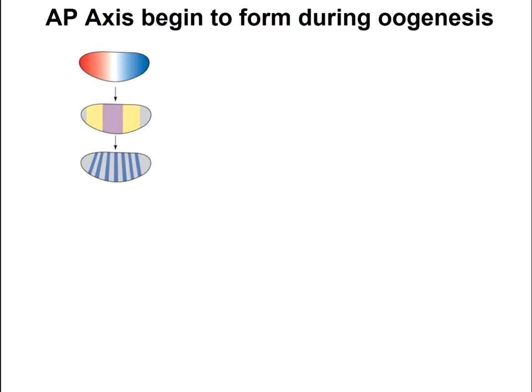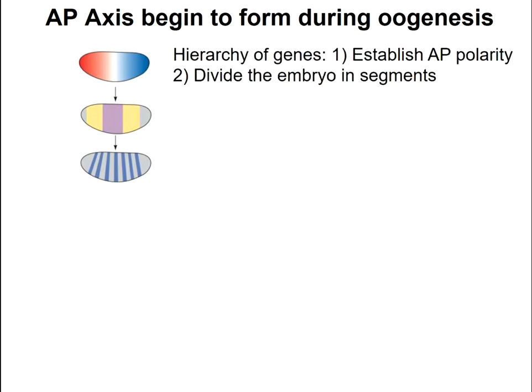So, the anterior-posterior axis formation begins already at the oogenesis in Drosophila melanogaster. Oogenesis, just a reminder for you, is the formation of the egg. So we are already talking about axis formation during formation of the egg inside the female ovaries. We will see that there is a hierarchy of genes that act in a hierarchical manner to establish the anterior-posterior axis, or the anterior-posterior polarity, if you so want, and also divide the embryo in different functional segments.